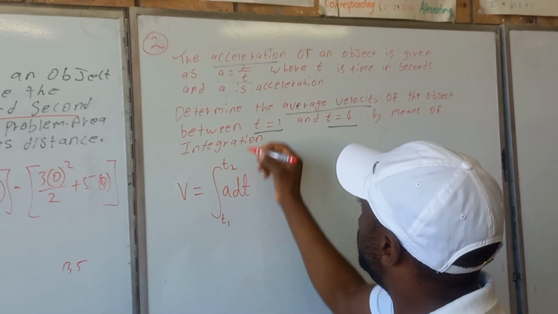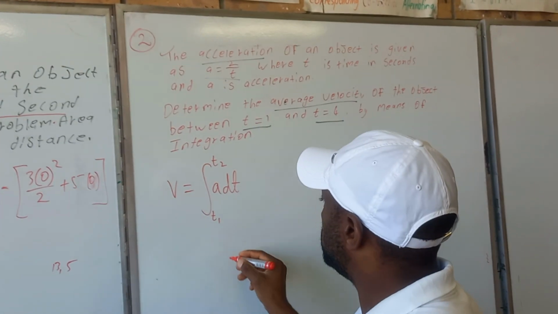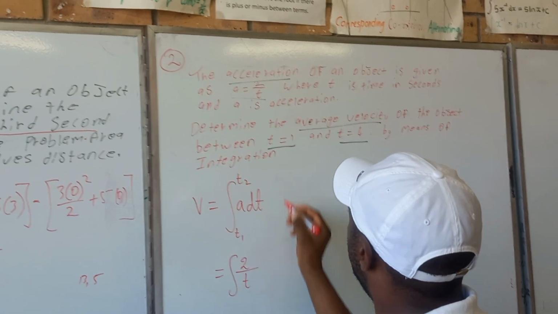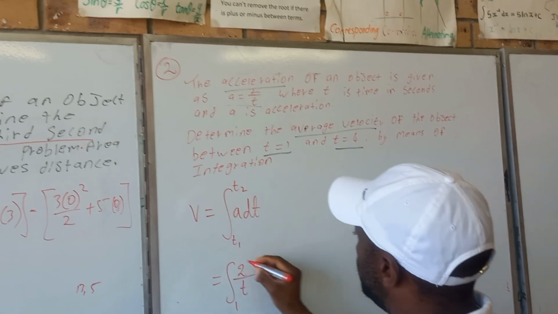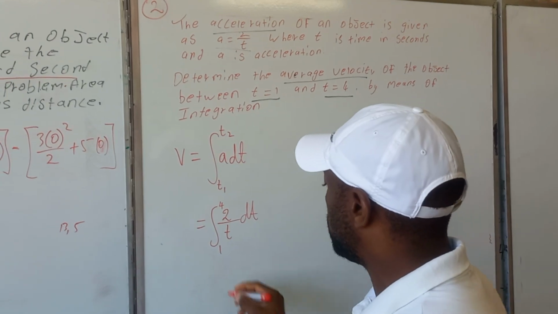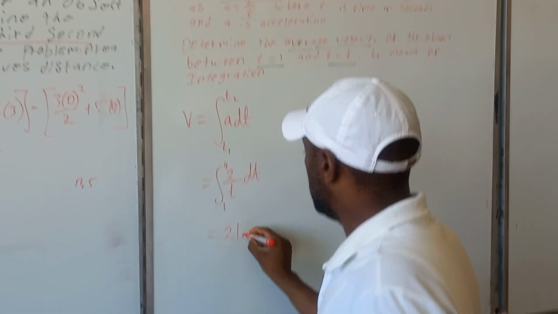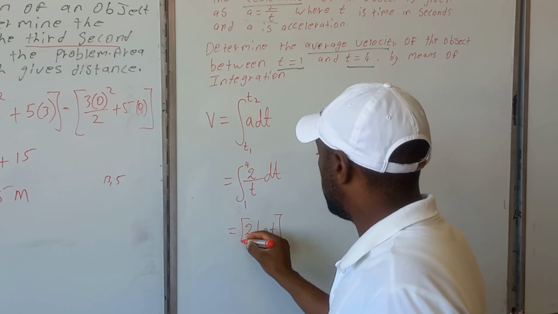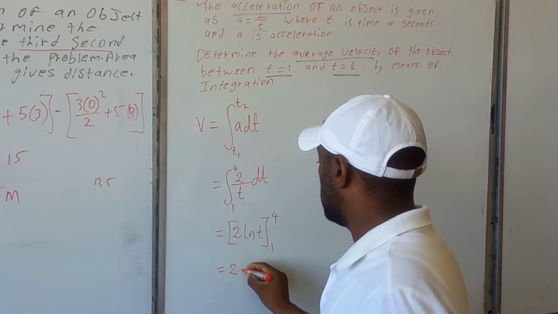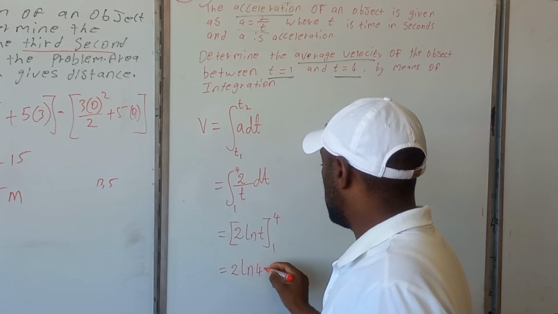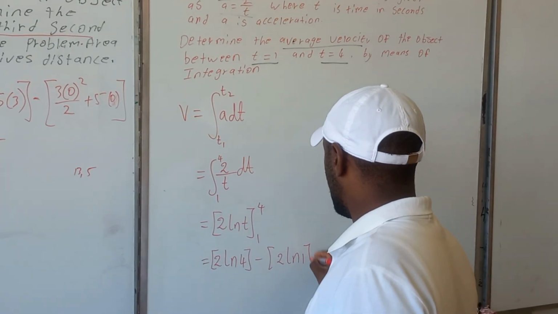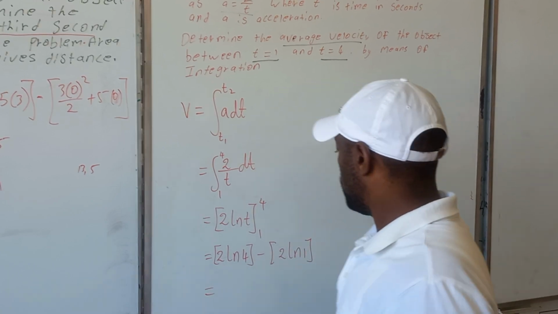So the acceleration equation is given to us here as 2 over t. So I'll get the integral of 2 over t, with t equal to 1 as the lower limit, t equal to 4 as the upper limit, dt. This is a perfect match for formula 23 in your formula sheet, which gives us 2 ln t from 1 to 4. So here you substitute your upper limit, you get the ln of 4, that's your upper limit, and with this one you can complete.